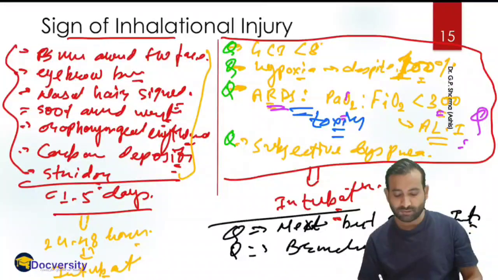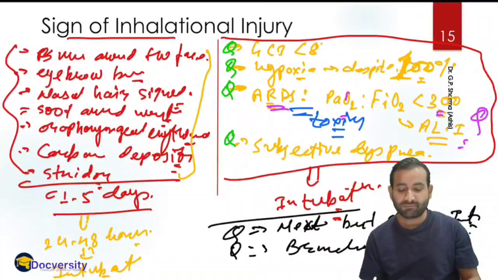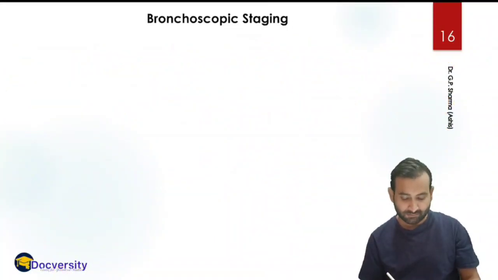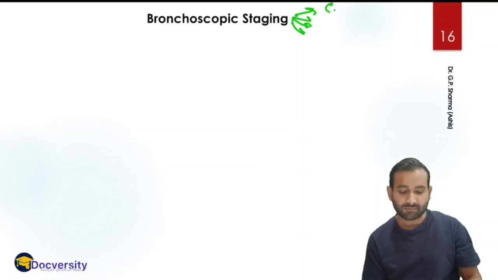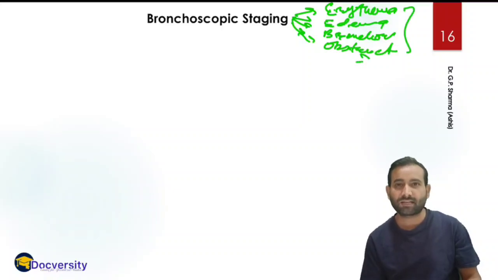Bronchoscopy. This is another question in the exam, right? When we do the bronchoscopy, we see the different stages in case of inhalational burn. These different stages we categorize into 4 different parameters. Number 1, we see the erythema. Number 2, we will see the edema. Number 3, we will see the bronchorrhea, that means secretion. Another, we see bronchial obstruction. On the basis of the presence of these 4 features, we categorize the inhalational burn into different grades, right?